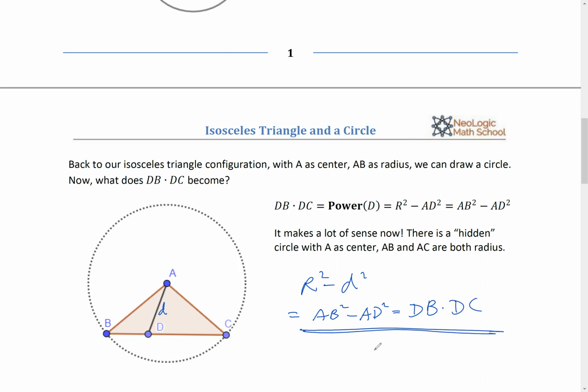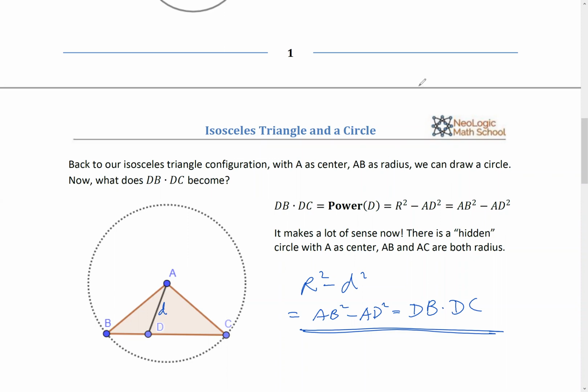So safe to say that the situation in an isosceles triangle is kind of like a special case of a power of a point inside a circle, right? There's a hidden circle with A as center. Think about it. All right. It was not explicitly shown, but if we draw it, we can see it more clearly, right?